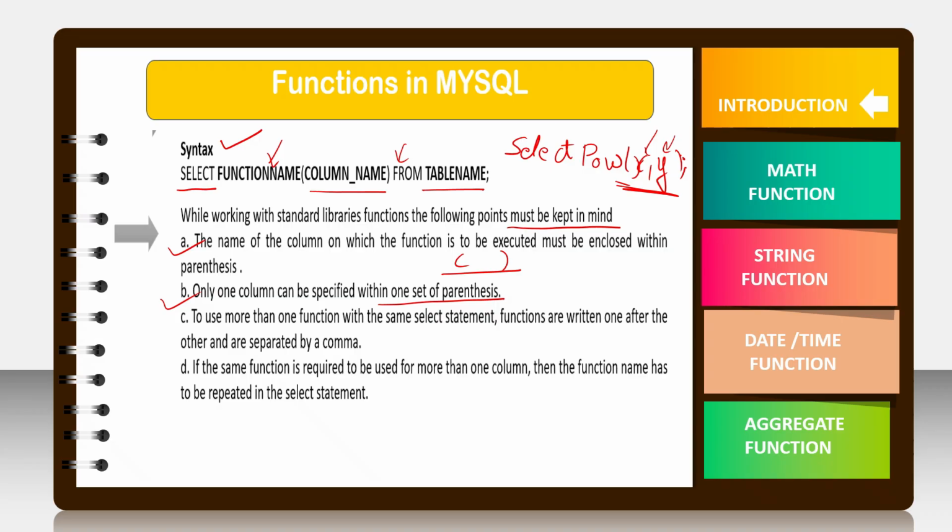For example, if you want to use two functions like max and min, you can write select and then max function, comma, then you have to write min function and then you have to pass the parameters. So this is the way we can write more than one function by using comma. If the same function is required to be executed on more than one column, then the function name has to be repeated in the select statement. So here you can see we are repeating the function name, and this particular point number 3 says we can separate them with the help of comma.